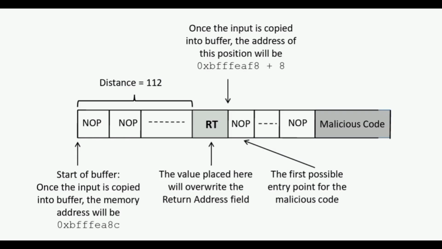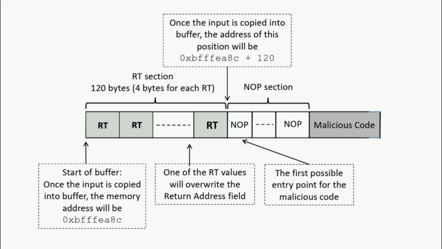This image illustrates how attackers structure a bad file to exploit buffer overflow vulnerabilities effectively. In this, the attacker fills the buffer with no operation instructions. The return address field is overwritten to redirect execution into the no operation sled. The malicious code is placed at the end, ensuring that if execution lands anywhere in the no operation sled, it will slide into the payload. The distance between the start of the buffer and the return address is calculated, ensuring precise placement of the exploit.